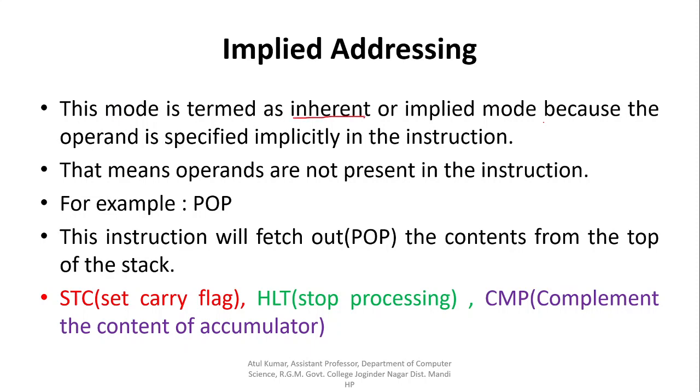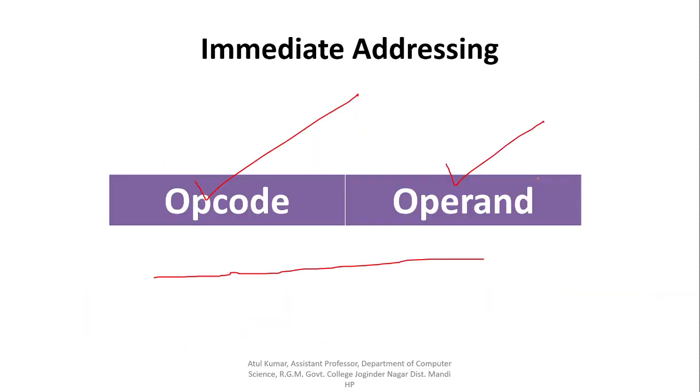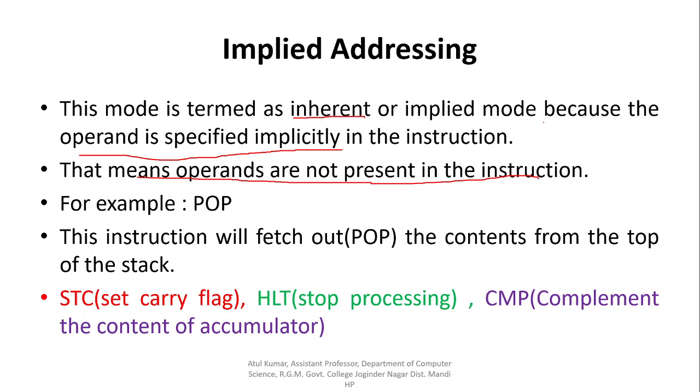The second addressing mode is implied addressing mode, also called inherent addressing mode, because the operand is specified implicitly in the instruction. That means operands are not present in the instruction. In immediate addressing, operands are present in the instruction, but they are not present in the instruction in the case of implied addressing. An example is the pop operation. As I have discussed in the video lecture on stack organization, the function of pop is to delete or remove the top element from the stack. This instruction will fetch the content from the top of the stack.